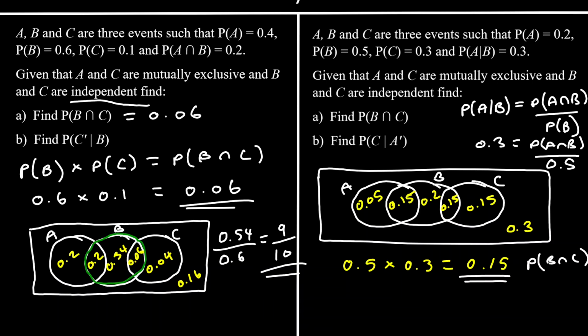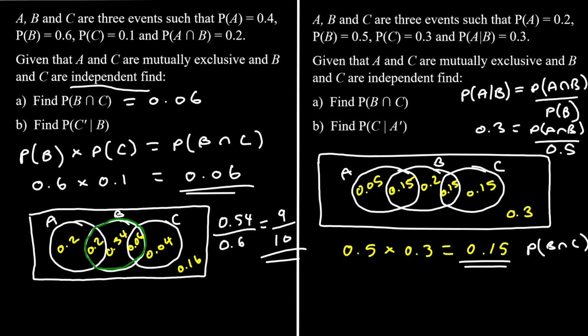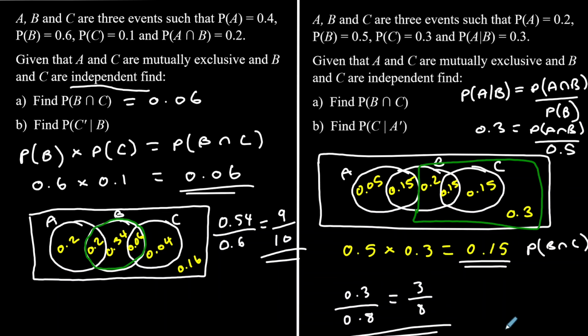The probability of C, given it's not A. So which ones are not A? That's all of this. All of this is not A. That's what's given. That's our denominator. It's 0.8. Out of those, what's the chance of it being C? 0.3. So it's 3/8. And that's the probability of C, given it's not A.